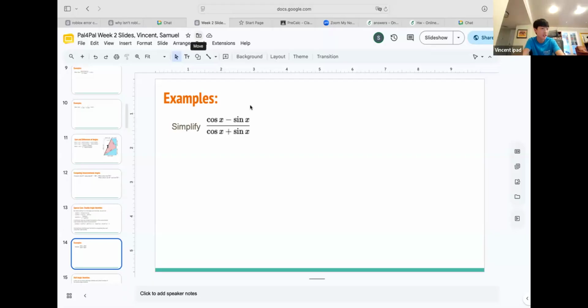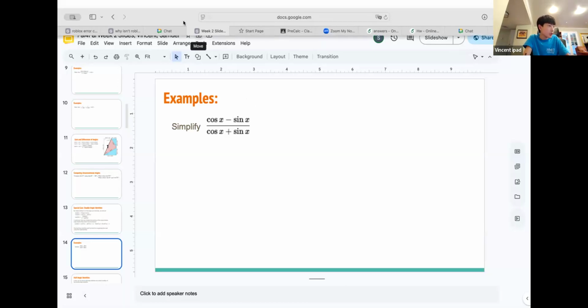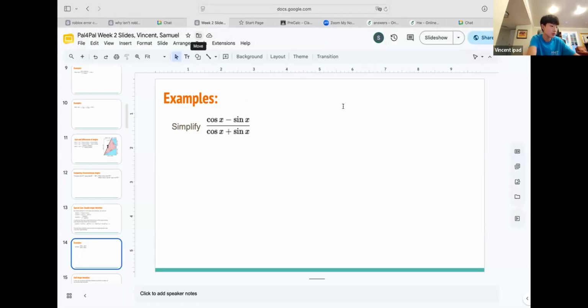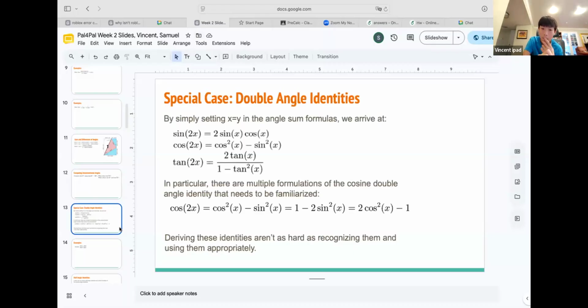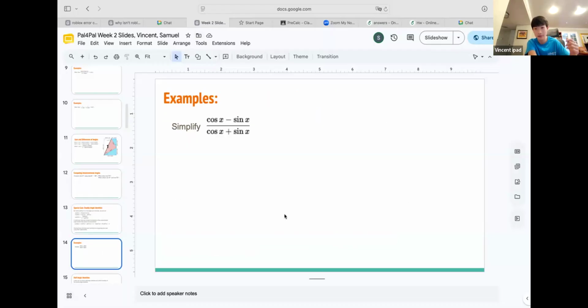Okay, wait, let me try to do this actually. Okay, does anyone want to share what they think is the first step for this problem? Okay, I'll try to do this.